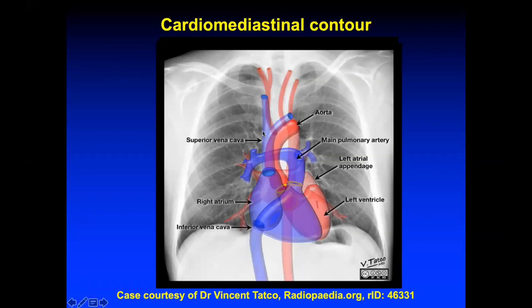So you have the SVC. Sometimes the ascending aorta might be visualizable. You have right atrium, you have IVC, then you will have the arch of the aorta. This is the aortic knuckle. Then you will have the main pulmonary artery, which forms a part of it. You have left atrial appendage and the left ventricle. So this is the simplest way how you describe a normal X-ray which is given to you.